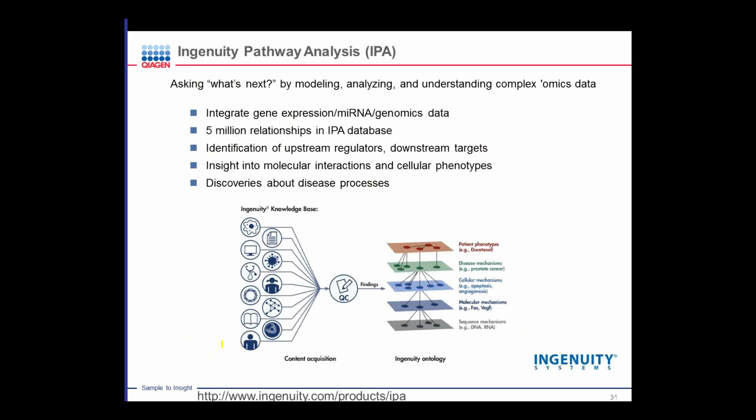In my last couple of slides, I just want to mention Ingenuity Pathway Analysis, which allows you to ask the question, what's next? Now that we know about these differentially expressed microRNAs, mRNAs, and long non-coding RNAs, we can use IPA to model, analyze, and understand complex data sets. It lets you integrate gene expression, microRNA, and genomics, so somatic mutations and germline mutations, all together. The IPA database is hand curated by PhDs, and there are 5 million relationships curated and reported in this relational database. It allows you to look at upstream regulators and downstream targets of your differentially expressed targets, with search engines that can find molecular interactions and effects on cellular phenotypes.